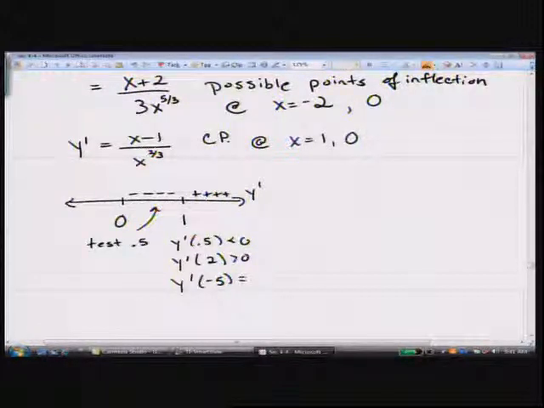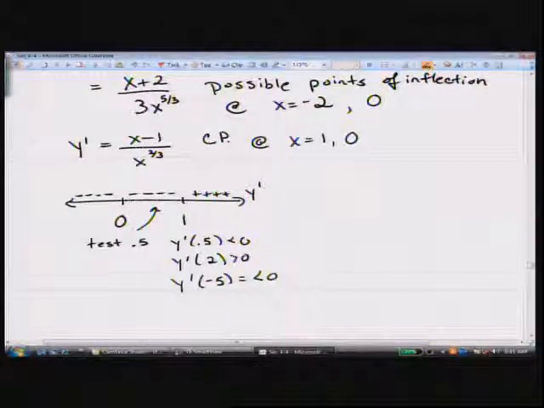Let's see. The denominator will always be positive. Why? Because you're squaring it. Even though the cube root of negative 5 is negative, when you square it, it's positive. So you just have to worry about the numerator. And the numerator at negative 5 is negative. So we are negative, right? Okay. So what do we have here?